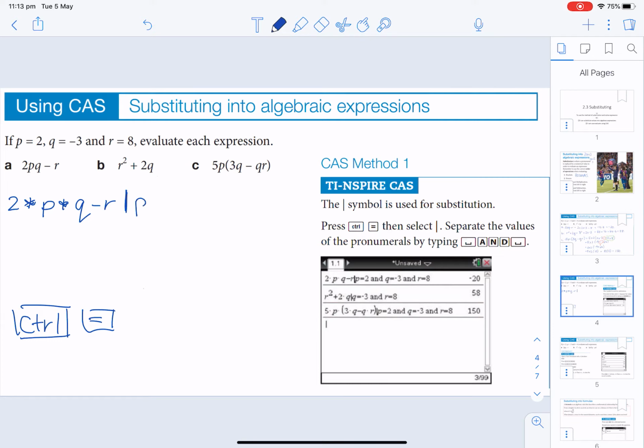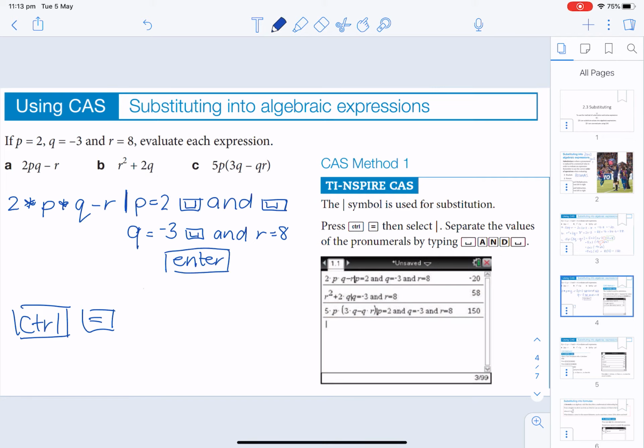You would put in P equals 2, then you would press the space bar, which is down on the bottom right near the Z button. Type in the word and, put the space bar in again, type in your Q value, so Q equals -3, your space bar again, and R equals 8, and then hit enter.